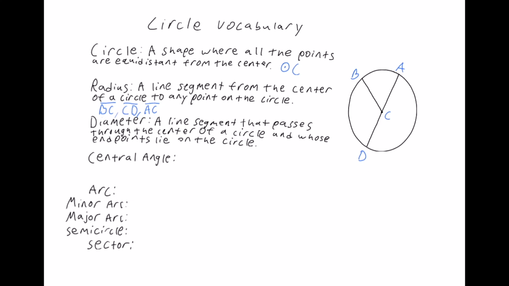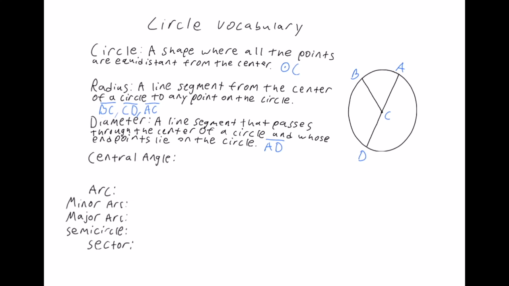So a diameter is a line segment that passes through the center of a circle whose endpoints lie on the circle. So, like so. So that one is diameter AD. Just like any other line segment, that's how you name it.